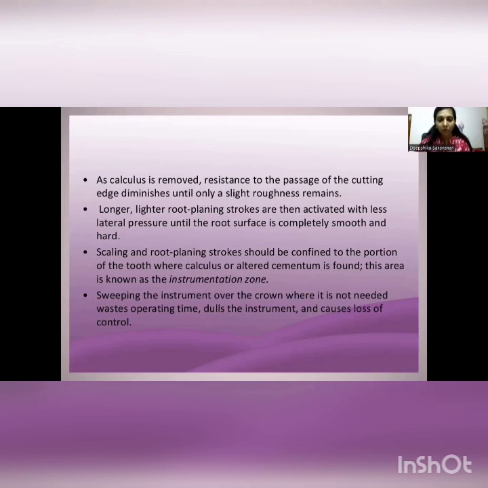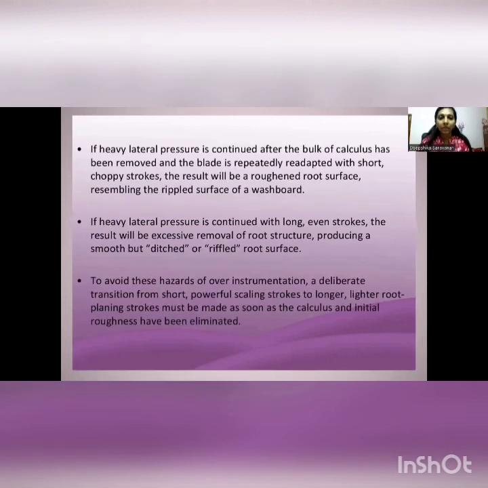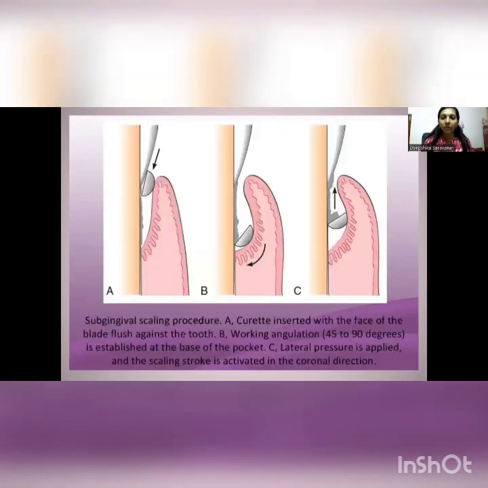Sweeping the instrument over the crown where it is not needed, based on the operating thumb, dulls the instrument and causes loss of control. If heavy lateral pressure is continued after the calculus has been removed, and the blade is readapted with short strokes, it results in a roughened root surface. Heavy lateral pressure continued for long causes excessive removal and ditching. So to avoid this hazard to the root, powerful strokes should be avoided, and lighter root planing strokes can be used.